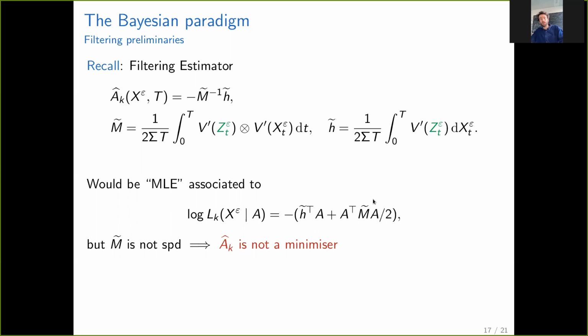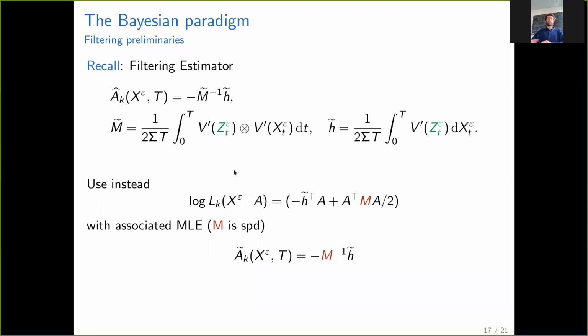But we have a problem. M tilde is not symmetric, since you're taking v prime Z, v prime X, which could be solved easily, because this quadratic form is equal to the quadratic form you would have by taking just the symmetric part of M tilde. But what we don't have is that this matrix, for sure, is not positive definite. Even in practice, we had that some eigenvalues were smaller than 0, and therefore this A hat K is not a minimizer of this log likelihood.